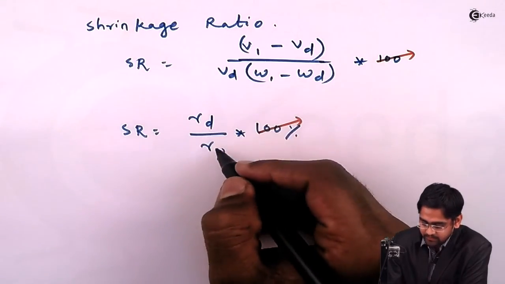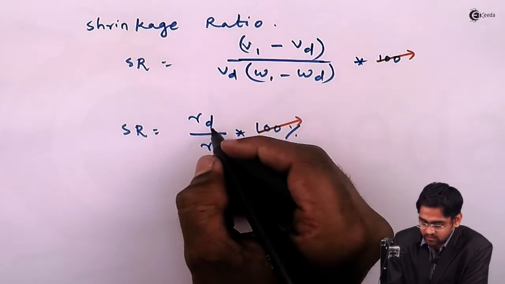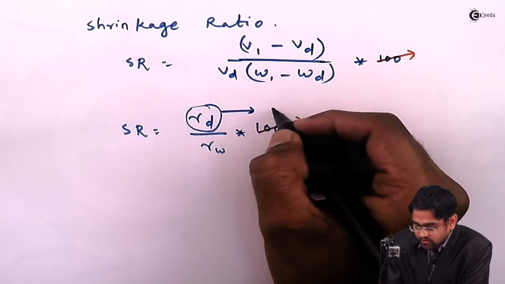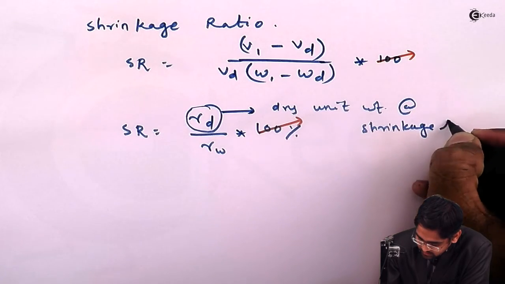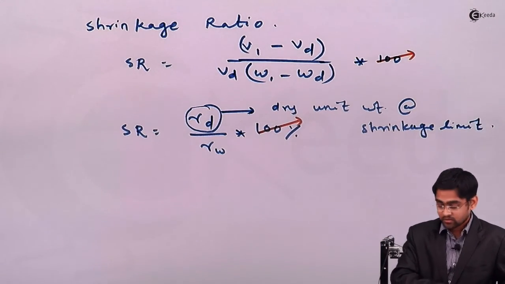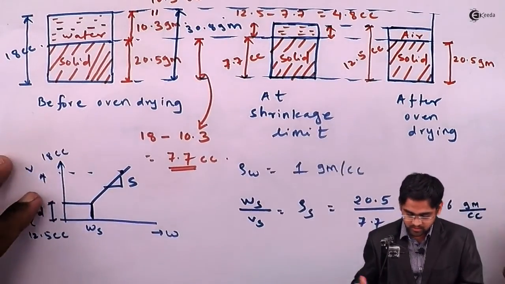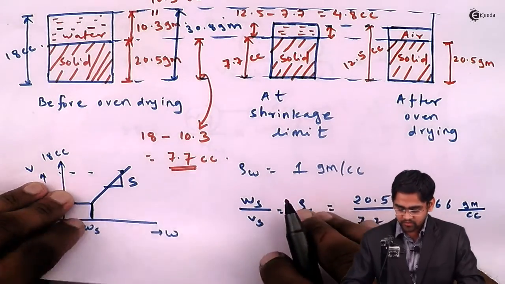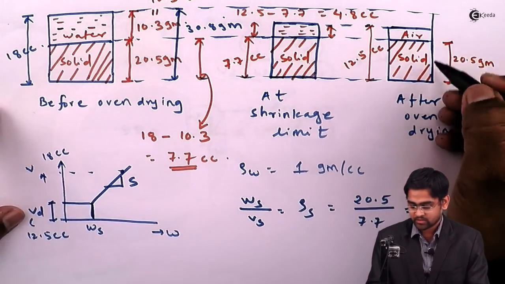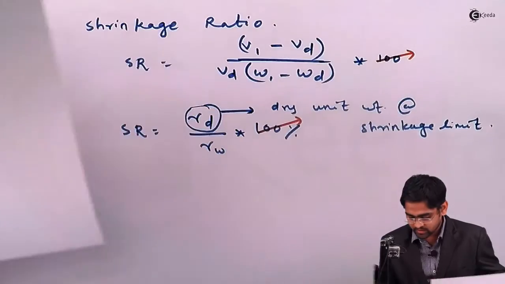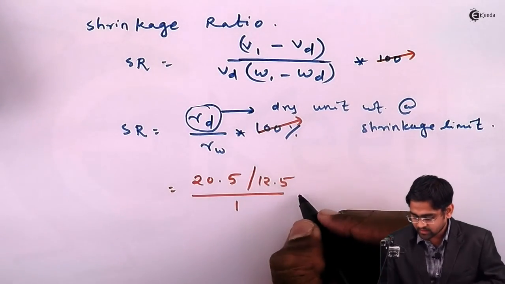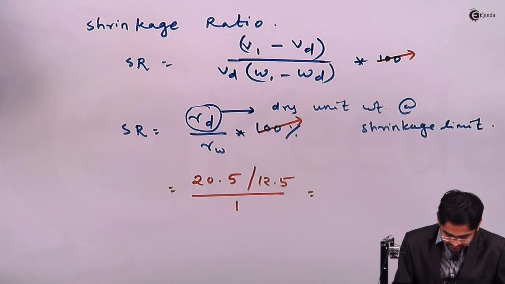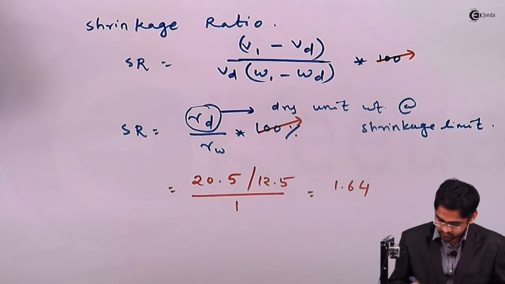So it's gamma d and gamma w, and in that lecture we have seen that for gamma d you need to take the dry unit weight at shrinkage limit. That's what I highlighted in the previous discussion as well. Because if you just take this other volume, then your answer will be wrong. So you need to take the dry unit weight at shrinkage limit. Dry unit weight means the weight divided by total volume, which is 20.5 divided by 12.5, divided by gamma w, which is rho w, 1 gram per cc. So you'll end up evaluating 1.64.